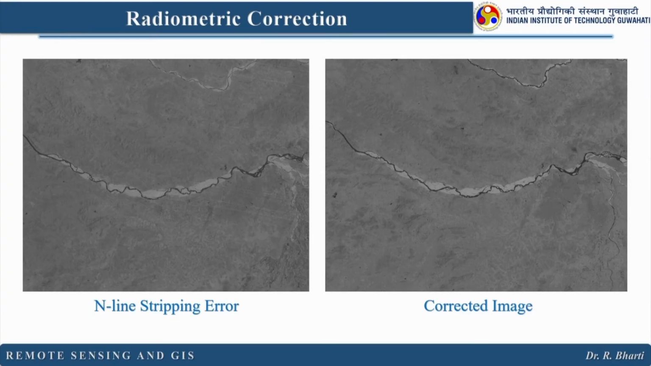So here you can see this is before correction and this is after correction, right. So this is the corrected one, right. So you can easily see the changes after correction.